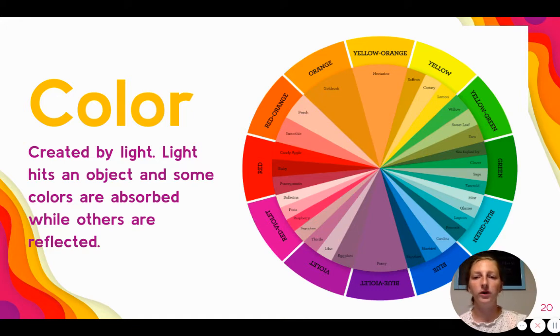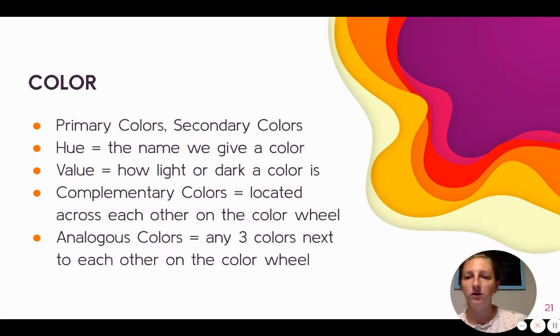Okay, we're going to draw a color wheel together, but there are some terms I need you to know. So we have primary colors. On the color wheel, I'll have those labeled. That's red, yellow, and blue. Secondary colors are green, orange, and purple, or violet, if you want to call it that. A hue is the name that we give a color. For example, yellow, red, red-violet, okay? A value is how light or dark a color is. We just learned that in the last element, but each hue can have a different value.